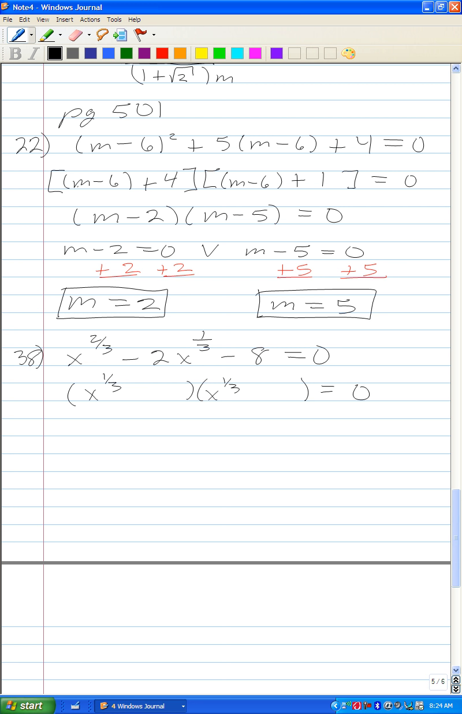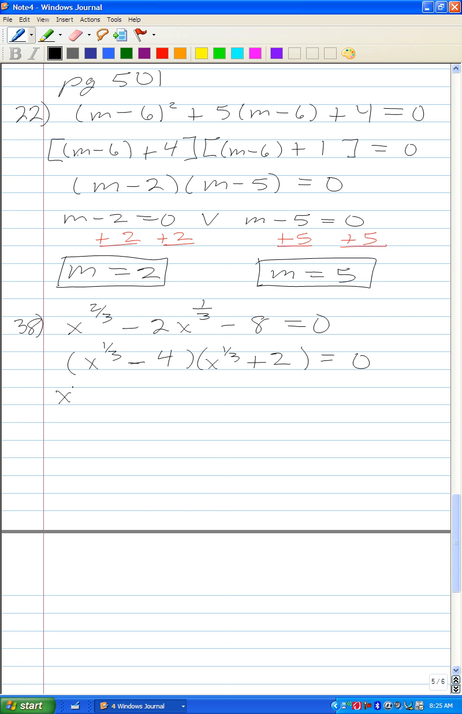Let me bring down the minus, times minus is plus. I want two whole numbers whose product is 8 and whose difference is 2. Well, 4 and 2. I'll put the larger first. So 4, 2. And so set each factor to 0 and solve for x.